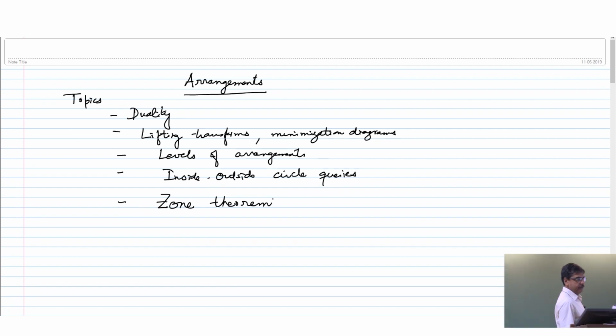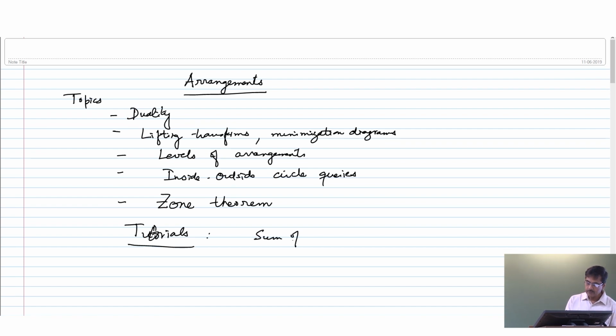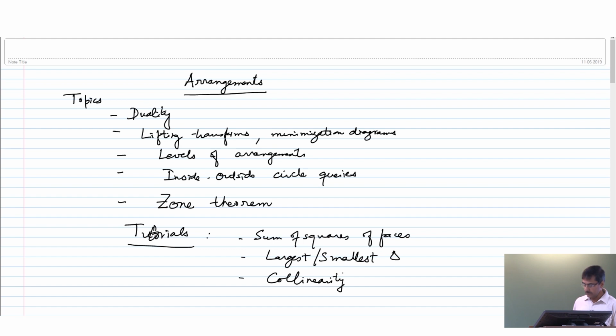Okay. Zone theorem. And then I have some tutorials in the afternoon. So for tutorials, I want to do some applications of some of these techniques and something about sum of squares of faces, largest, smallest triangles, and so these are applications of the techniques that we develop.